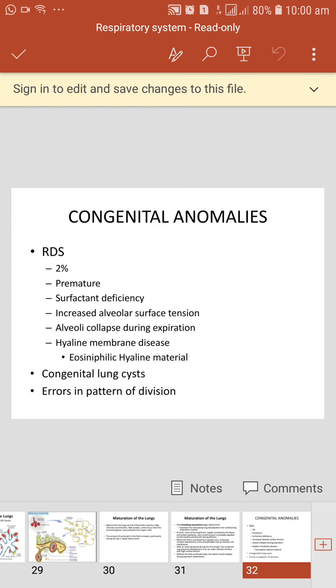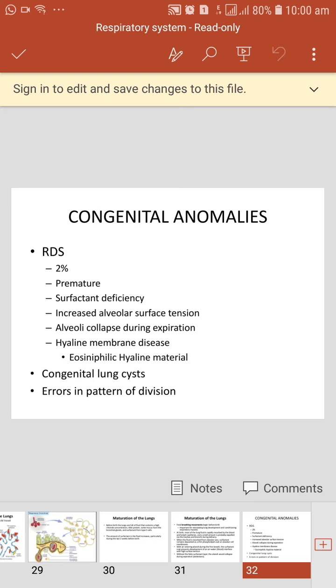Of the congenital anomalies of the respiratory system, the most common is respiratory distress syndrome. This occurs mostly in 2% of cases, and it occurs when there is premature birth. In premature birth, as you know, there is no formation of surfactant, so increased alveolar surface tension will develop, and alveoli will collapse during expiration. It is also known as hyaline membrane disease, and eosinophilic hyaline material is there.